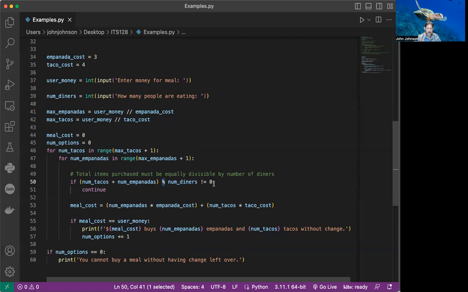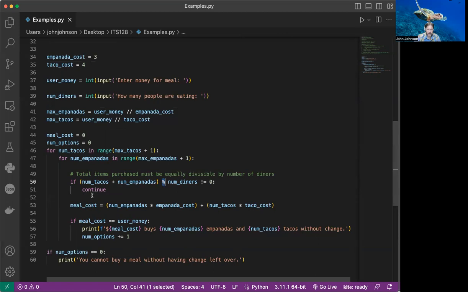If the remainder isn't 0, we know it's not evenly divisible. So whether or not the empanada cost and everything else adds up doesn't matter. We're going to kick out and go up to the next iteration. We're going to add another empanada in there and see if that makes it evenly divisible. So we just keep on going through this.